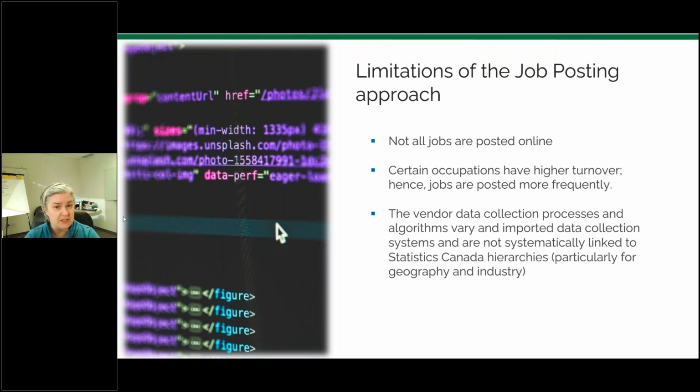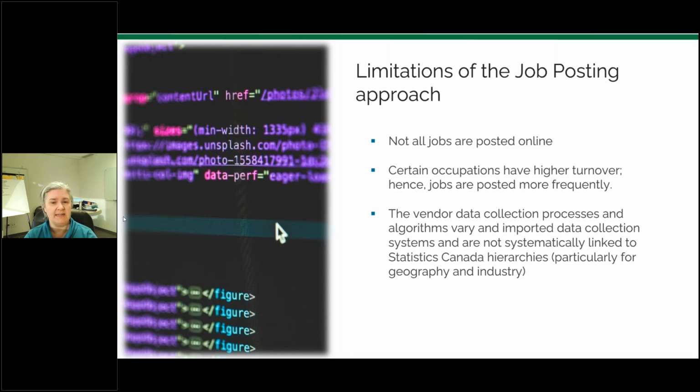One of the challenges or limitations of job posting analysis is that it doesn't give us a full picture of all jobs. Not all jobs are posted online. In particular, we find that trades jobs, for example, are often advertised or coordinated through union halls, and so are not posted online. We also see that a number of different types of jobs are internal to organizations, and so we are not able to capture those.